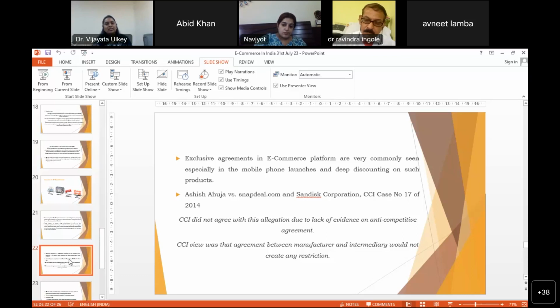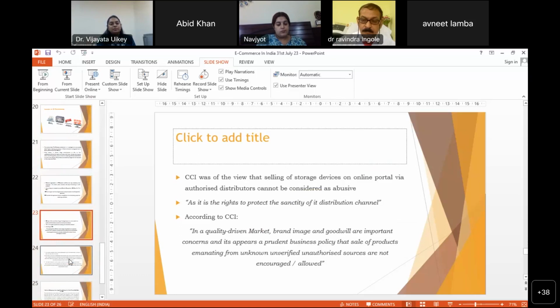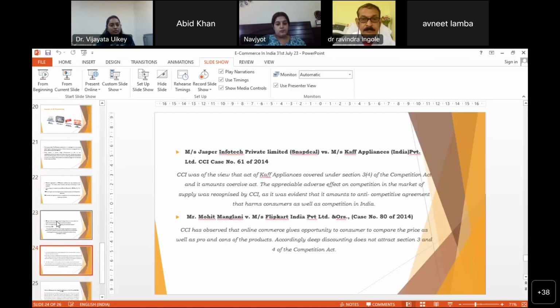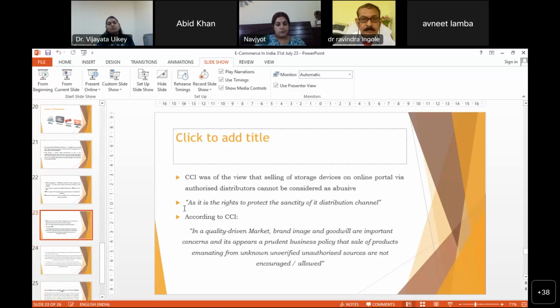एंड सैंडिस कॉर्पोरेशन की केस थी, where the CCI said that CCI did not agree with the allegation due to the lack of evidence on the competitive agreement, जो मैंने आपको पहले बताया था। CCI's view was that the agreement between the manufacturer and the intermediary would not create any restriction for the other competitors to come. Okay, now I am on slide number 23.